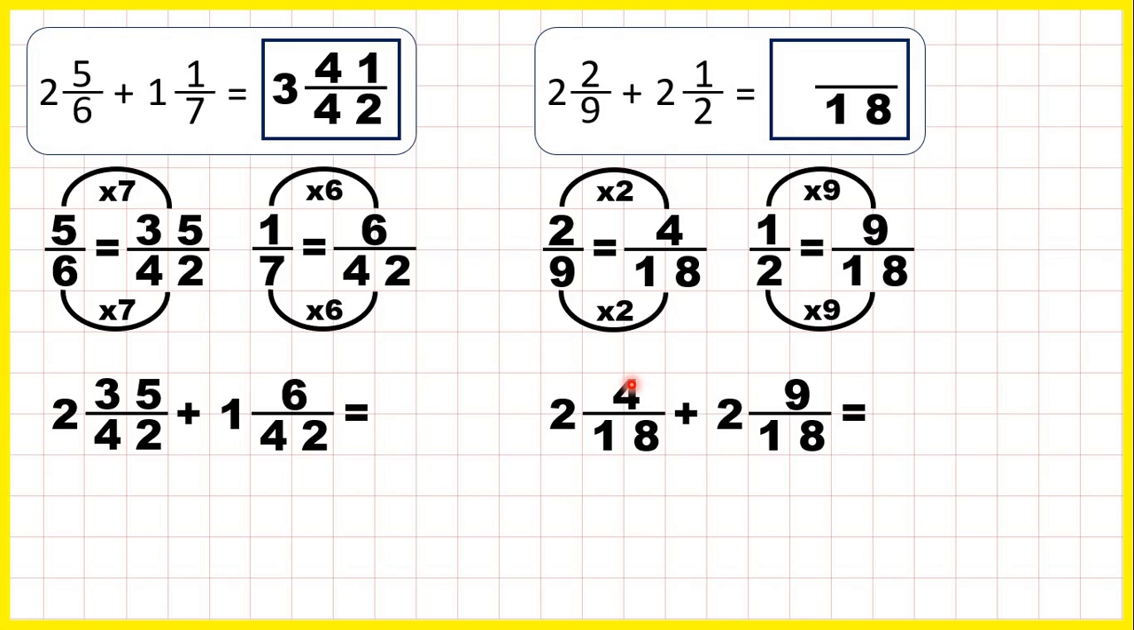We add the numerators of the fractions, so 4 plus 9 is 13. Then we add the whole numbers, and 2 plus 2 is 4. So our answer is 4 and 13 over 18.